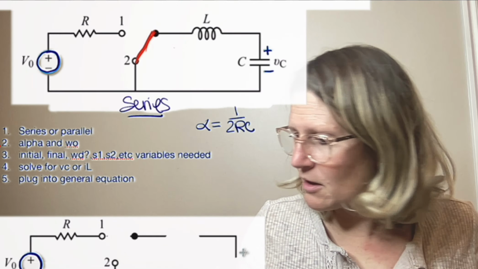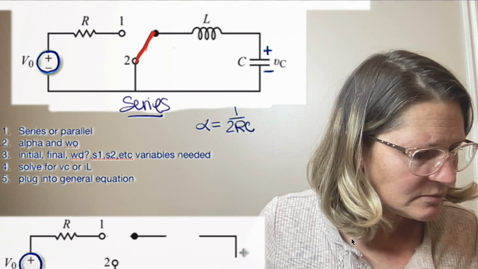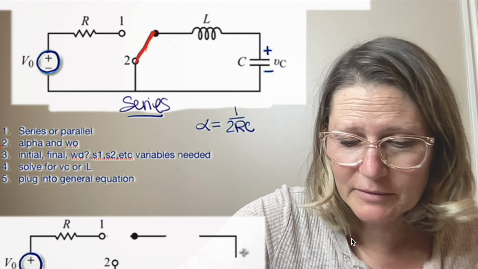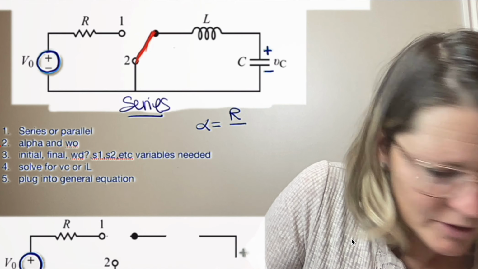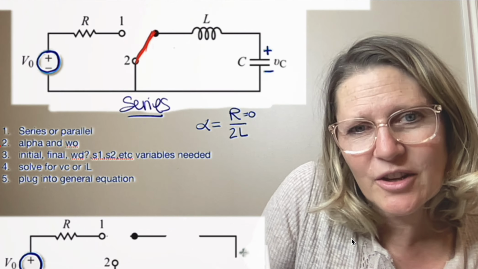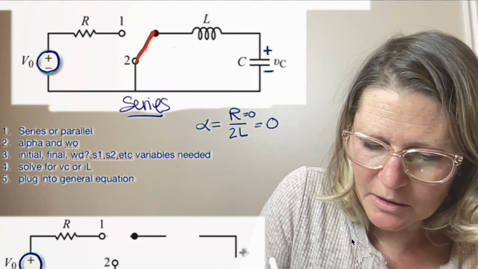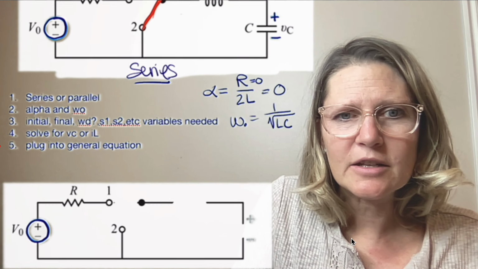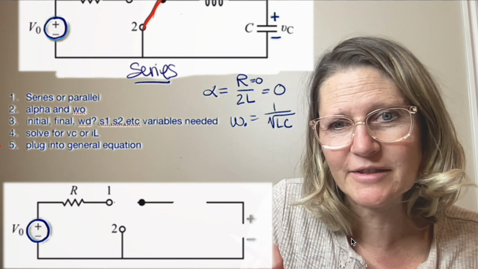What do you do in this case is that R is, did I write this? Sorry, I wrote this wrong. I was going to say R is going to be 0. And so R over 2L is the series alpha. And with R at 0, you're going to have alpha is 0. And then omega naught is going to be 1 over square root of LC. And because alpha is 0, it's got to be underdamped because alpha has got to be less than omega naught.